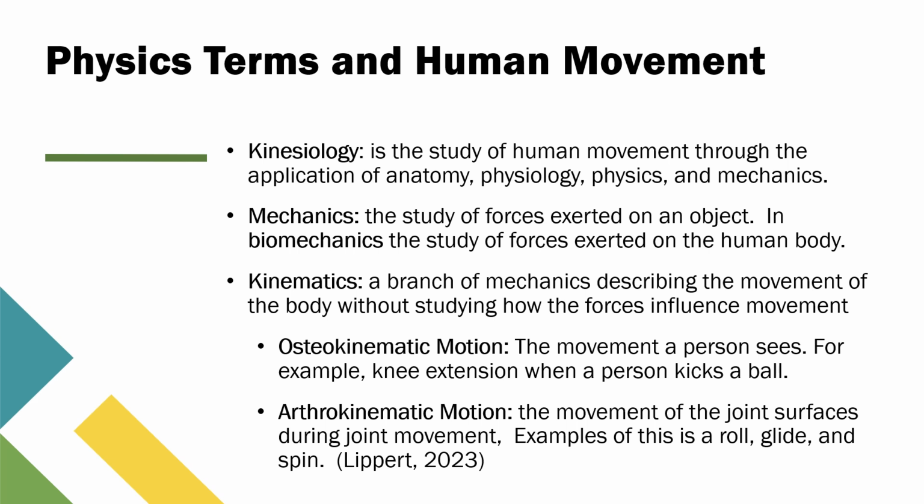So that motion they see when they kick the ball is osteokinematic motion. Arthrokinematic motion is the movement of the joint surfaces during the joint movement. This is not something you can see. Examples of this are roll, glide, and spin.